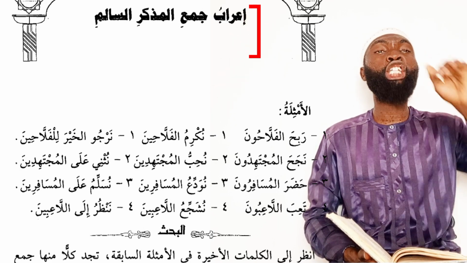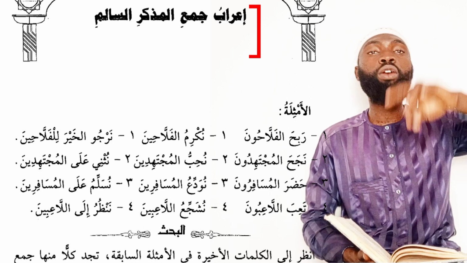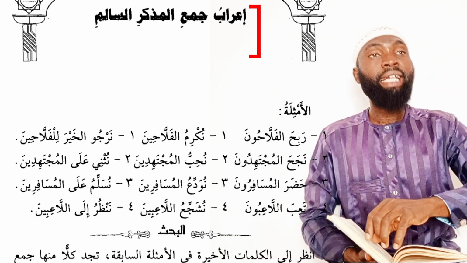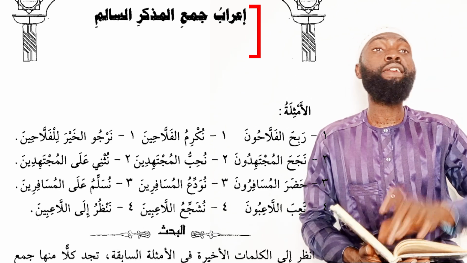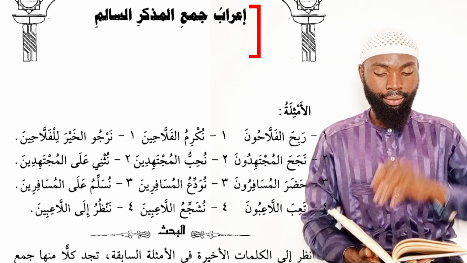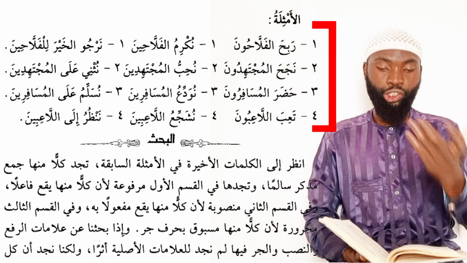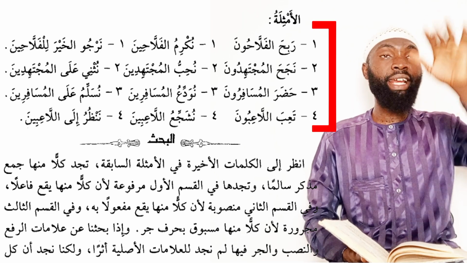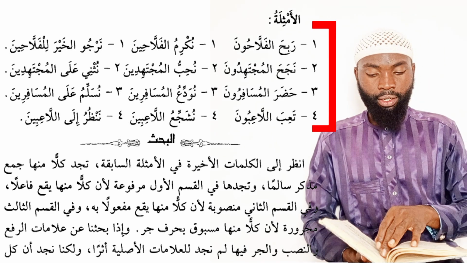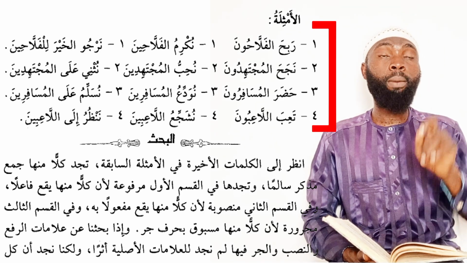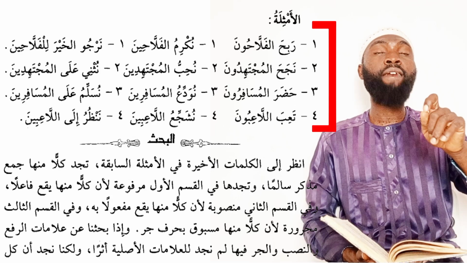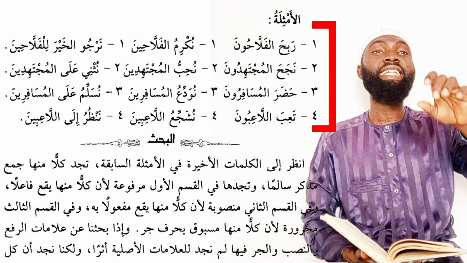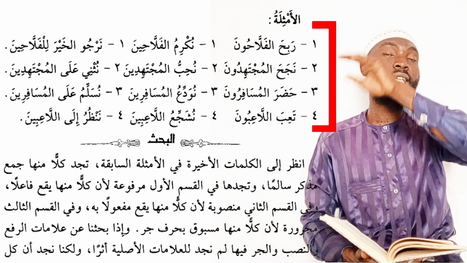I'rab simply means the changes that happen to the end of a word. So these are the changes that will happen to the end of a sound masculine plural. Here we have examples as usual. This example is coming in three columns, or three sections. In the first example, each number will have the same word ending in the three sections.